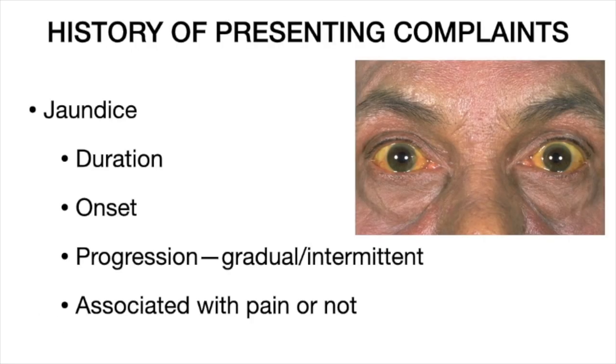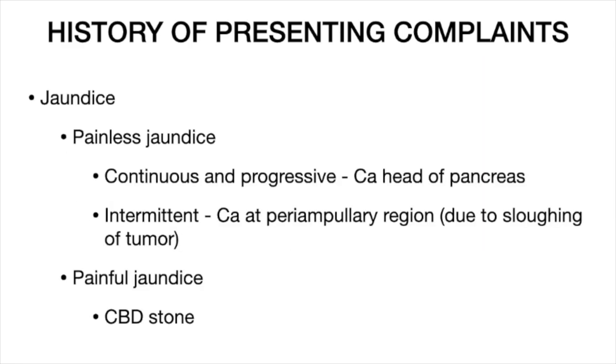If there is jaundice, you have to look at the duration, onset, and progression, whether it is gradual or intermittent, and whether it is associated with pain or not. If the jaundice is painless, continuous, and progressive, it may be due to carcinoma of the head of the pancreas. Painless, intermittent jaundice may be due to carcinoma at the periampullary region. If the jaundice is painful, it may be due to a CBD stone.